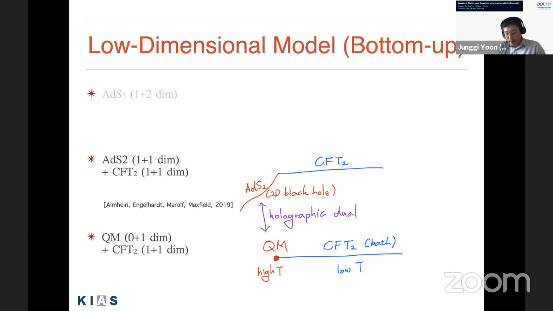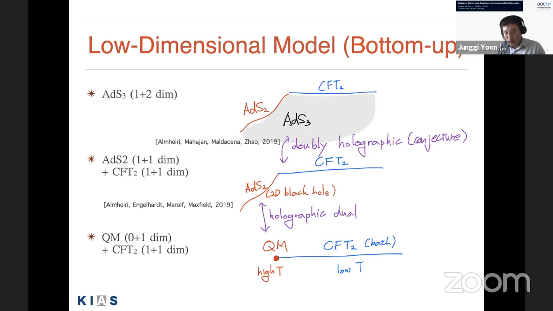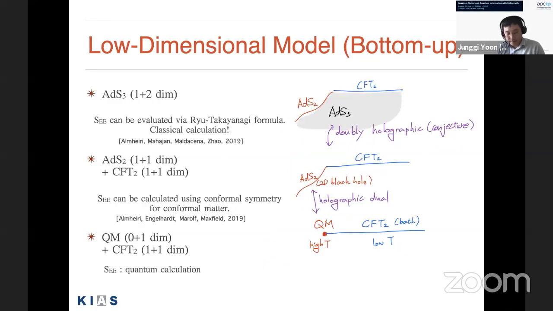However, you can go to higher dimensions. This is called the doubly holographic picture, because the CFT2 is dual to the AdS3, and the AdS2, or this 2D black hole, can be considered as some brane in the AdS3. Of course, this is kind of a conjecture. No one proved it, but certainly there is a very good advantage. Usually the calculation of entanglement entropy is almost impossible, but in 2D conformal field theory, you can calculate it by using conformal symmetry. So 2D is very special.